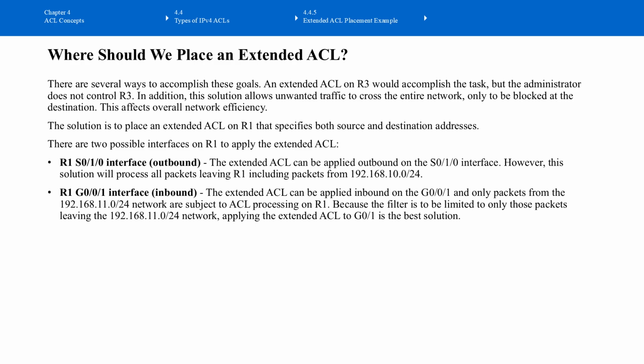And we have R1 G0/0/1 inbound. This is the best solution. This interface receives traffic directly from 192.168.11.0/24. Only traffic from the network that needs filtering is examined. Unwanted FTP and telnet traffic is blocked before it travels across the network.